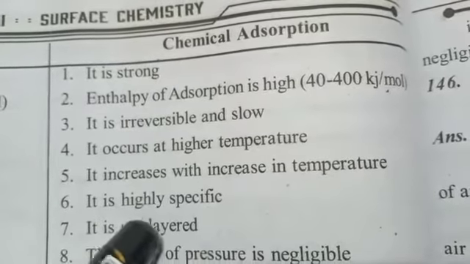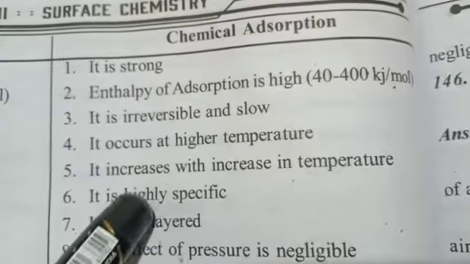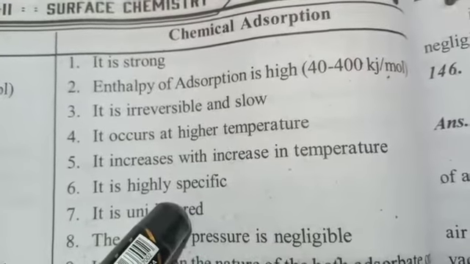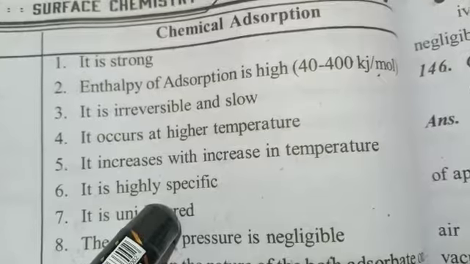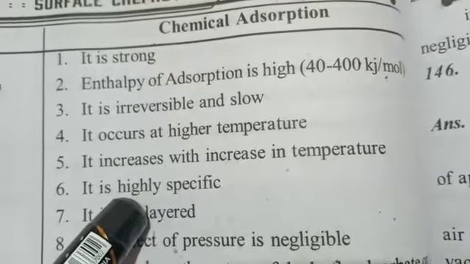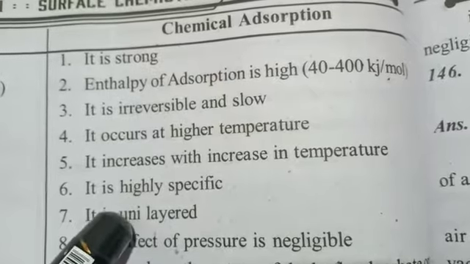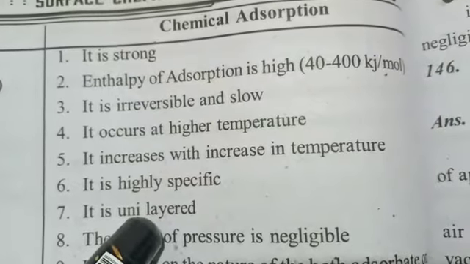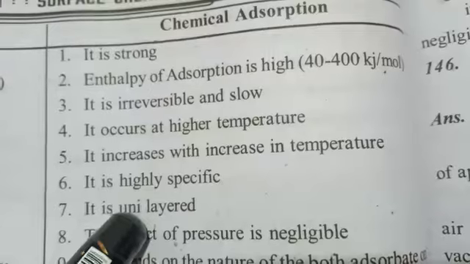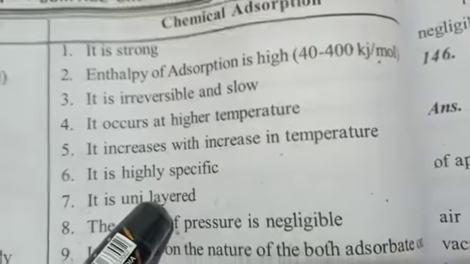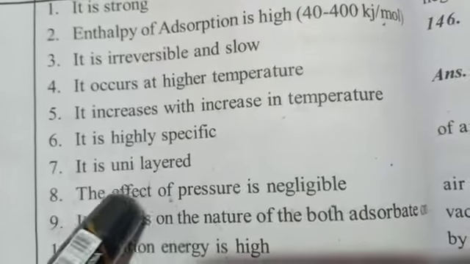Okay. So it is highly specific. It is going to be highly specific, means it does not occur everywhere. There are some specific conditions where it only takes place. Okay. Now it is a unilayered process. Chemical adsorption is a unilayer. Uni means what here? One. So chemical adsorption is a single layer, a monolayer process, or simply called unilayer.